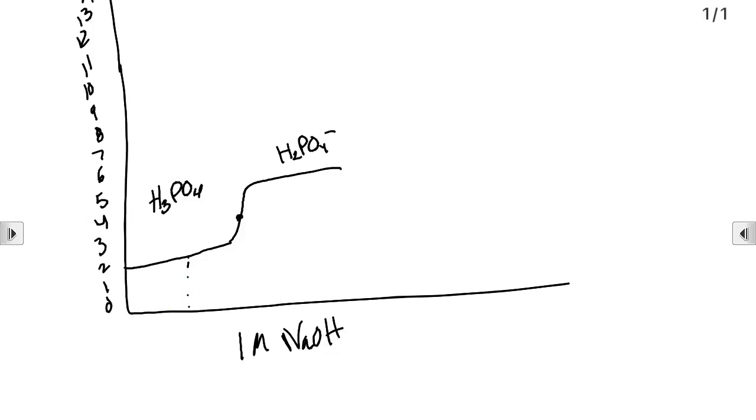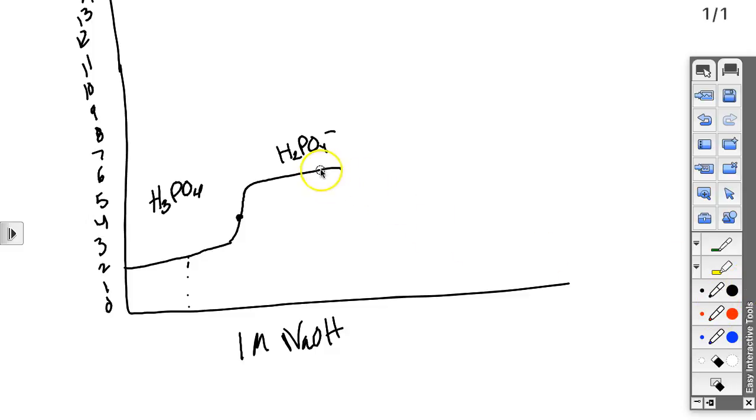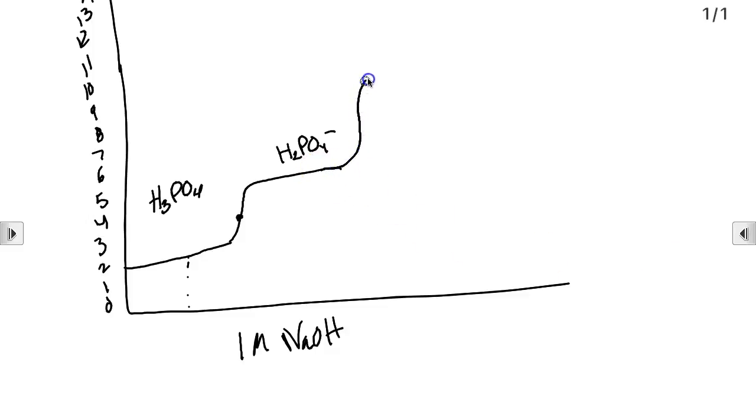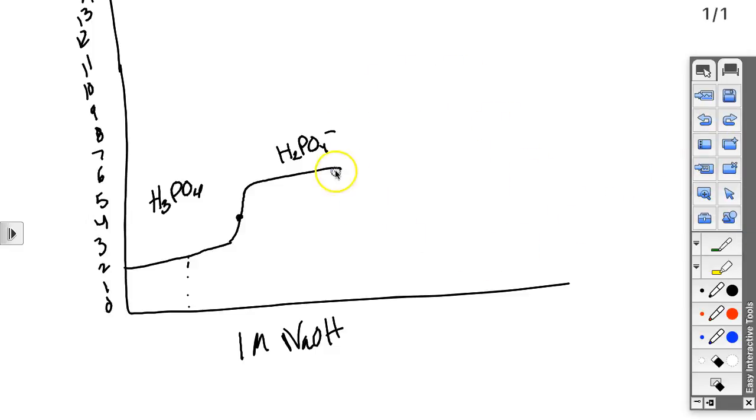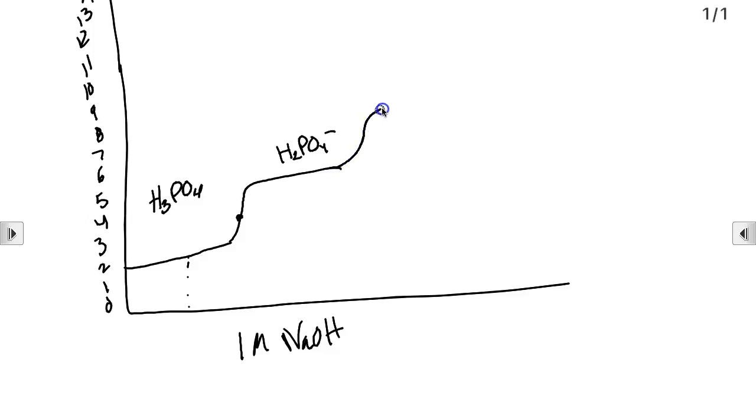How do you feel about that? You okay? Well, if I keep adding sodium hydroxide, this actually should be flatter. Hit my back button. So now I have another equivalence point. After that equivalence point, I'll be left with HPO4 2 minus. And then I'll have another equivalence point. It'll be even flatter. I'll be left with just PO4.